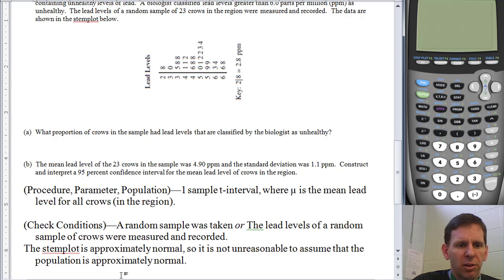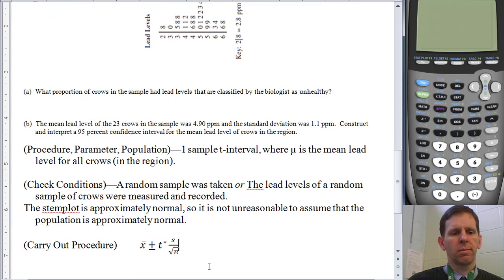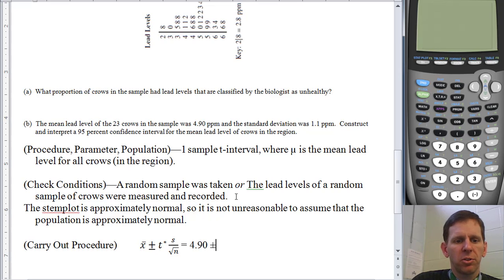Step 3, carry out the procedure. So we're using a one sample t-interval. I'm going to copy down the one sample t-interval formula again. It's not necessary to do this on step 3. I like to have it as a guide, but if you just want to start substituting numbers in, you can do that. It says the mean lead level of the 23 crows was 4.90 parts per million. So 4.90 is your mean of the sample, your sample mean. Plus or minus t star.